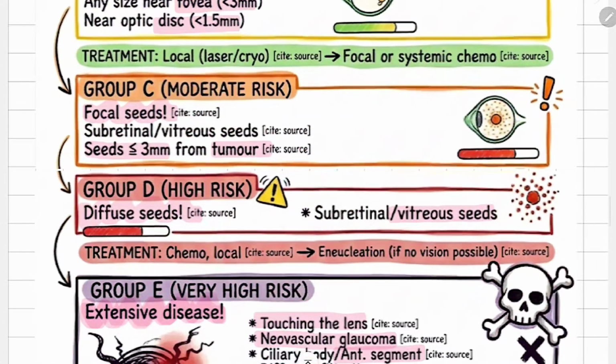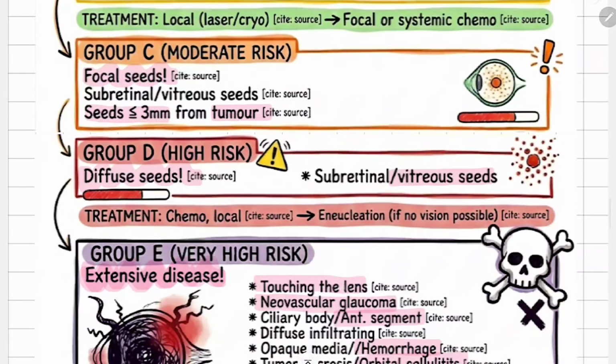Coming to group C, here we can see focal seeds. So this seeding can be subretinal or vitreous seeds, and these seeds should be less than 3 mm from the tumor. Here it was from the fovea and disc, but here it should be from the tumor. And group D means there are diffuse seeds, and these seeds will be more than 3 mm from the tumor.